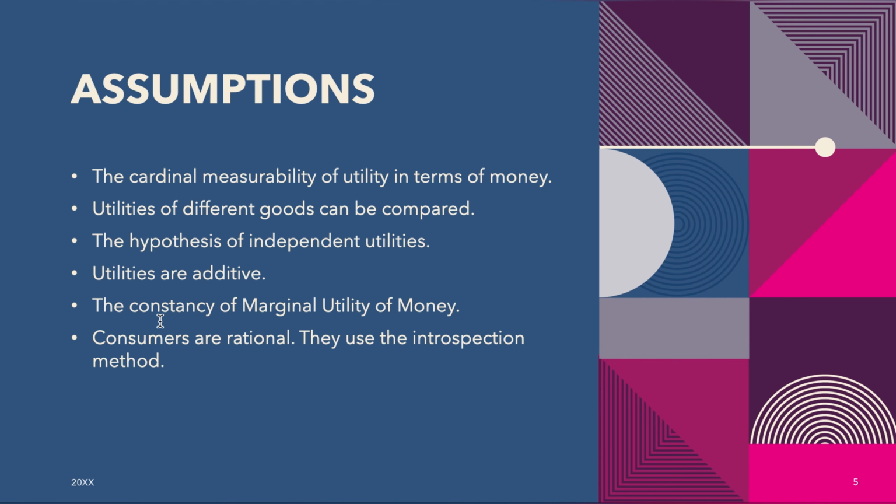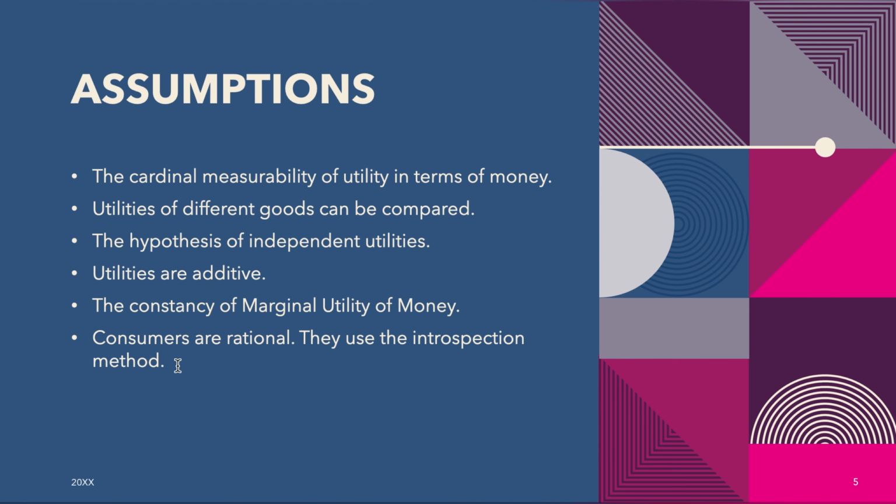Then the constancy of the marginal utility of money. Here again, this assumption is a very fundamental assumption of this theory, which says that the marginal utility or satisfaction that we derive from money is constant, it is the same, which means that even if we get richer or we get poorer, it does not affect us in any way. Money's utility to us remains the same throughout under any condition.